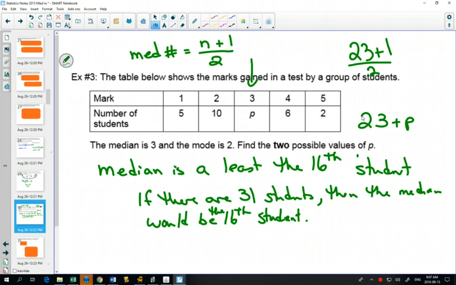What does that tell us about P? P has to be bigger than or equal to 8. And that's just using the first bit of information. The mode is 2. That also tells us something about P.